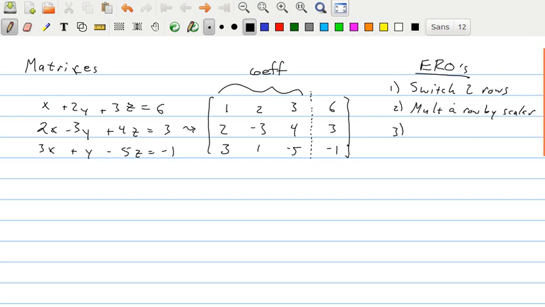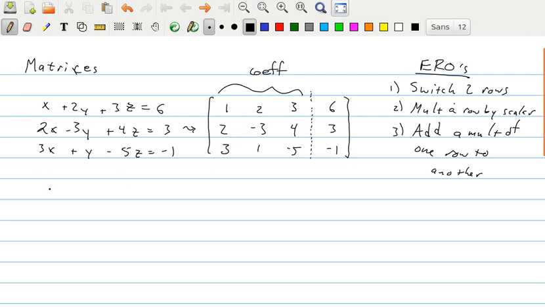And finally, this is really the big one that we'll use most often: you can add any multiple of one row to any other row. Or in the case of equations, add a multiple of one equation to any other equation. In terms of rows, we can add a multiple of one row to another. That's what lets us cancel and get rid of those x's in the other two spots.